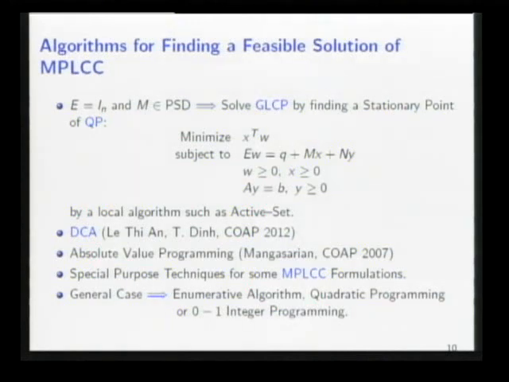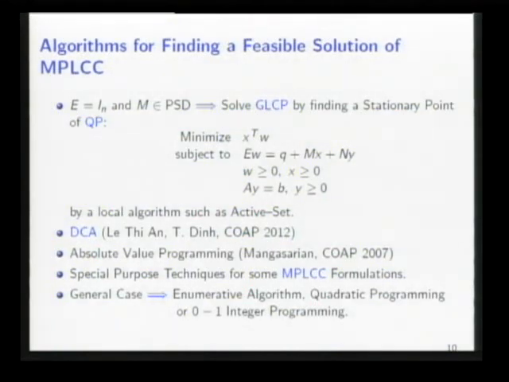The first one is finding a feasible solution. And in order to find the feasible solution, if you have this nice property, any stationary point, I repeat, any stationary point of this quadratic function on the linear constraints gives the solution. So this is the case where finding a feasible solution is very easy, because you only have to find a stationary point, not a global one, just a stationary point. Either the MPLCC is infeasible, or the minimum is 0 and you get a feasible solution.